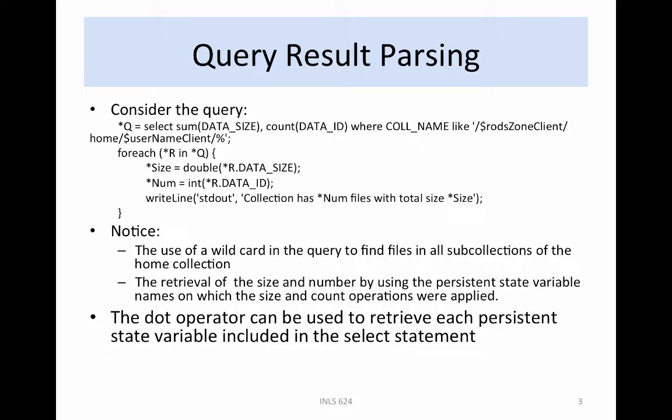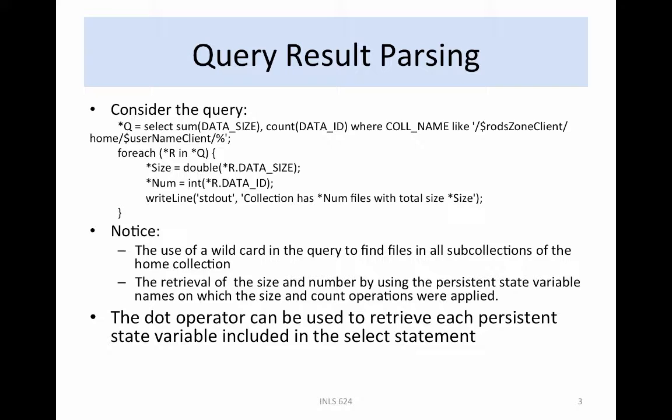A wildcard character for queries, the % sign, is appended to the end of the string that specifies the collection name. The collection name is specified as the home directory of the person who is interactively running the rule. The session variables $rodsZoneClient and $userNameClient are used to create the collection name. The query will identify any collection name that contains the home directory. This includes all subcollections.